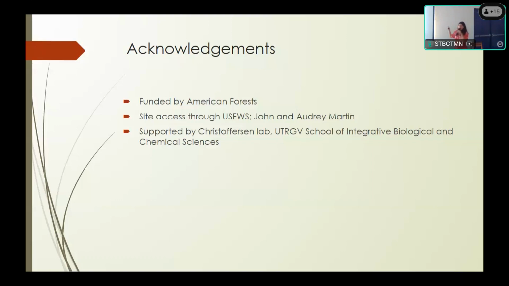Yes, my acknowledgements. I'm funded by American Forests. I'm supported by the Christoffersen lab, which again is a really small lab, but it's super cute. It's super cool. There's a lot of stuff that's going on there that we're doing.